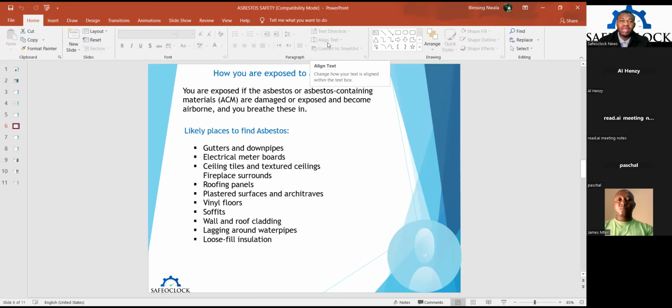You'll see them also in fireproof materials, or ceilings, or tiles. So you'll see that asbestos containing materials are in those locations. You can see asbestos also in roofing panels, in veneer floors, and in some walls and roof claddings. Also, you'll see them in some water pipes, especially hot water pipes, because of that heat insulation property of asbestos.